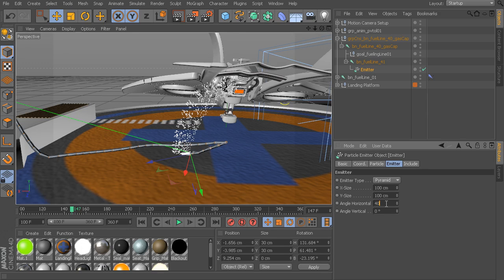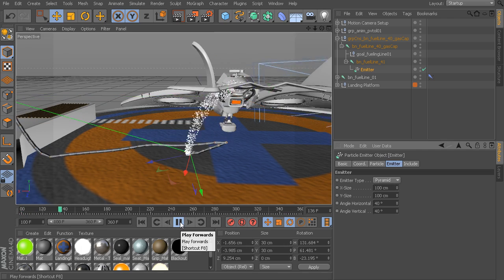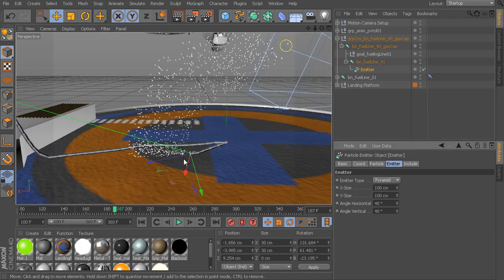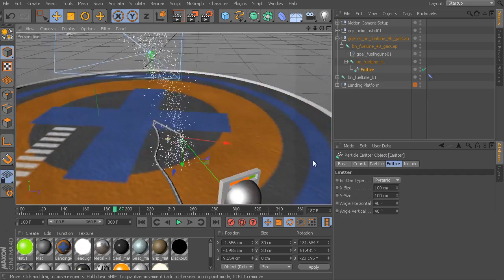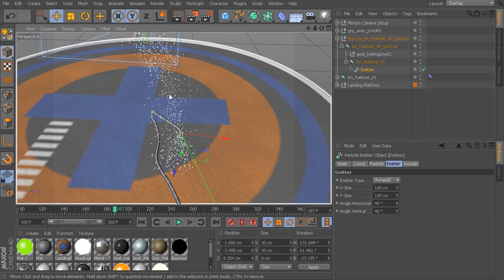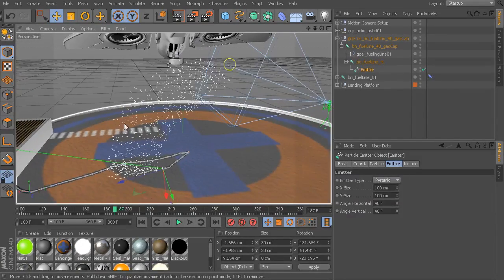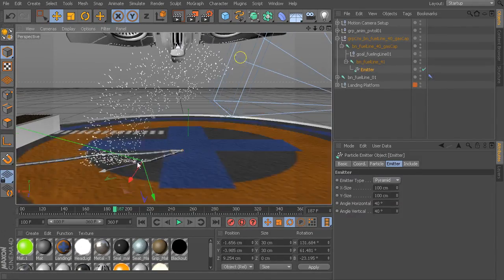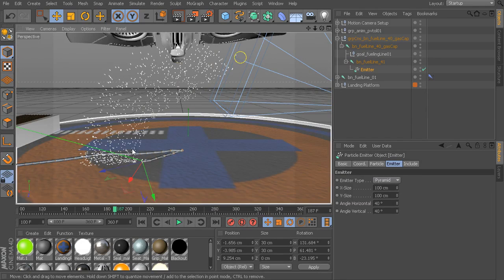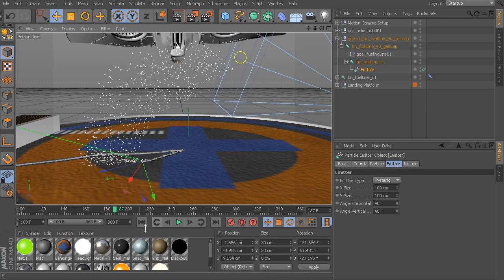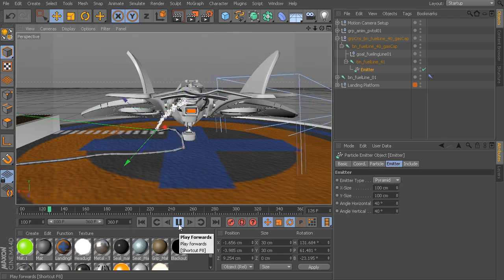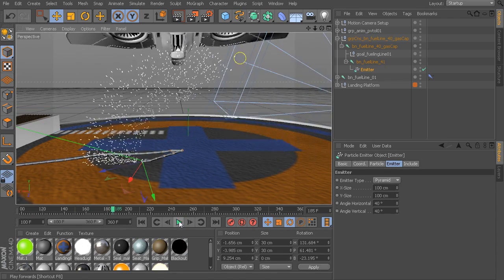But maybe if we bump this up to 40 degrees and 40 degrees. All right, so we can see now, instead of a perfectly smooth straight line, they're actually spreading out, a little bit more like a water spray hose. And again, with something that is going to be like this liquid oxygen that's real gaseous, we want something that is going to really spread out, give that gassy, forceful feel to it. Like it's really being ejected out the back here.